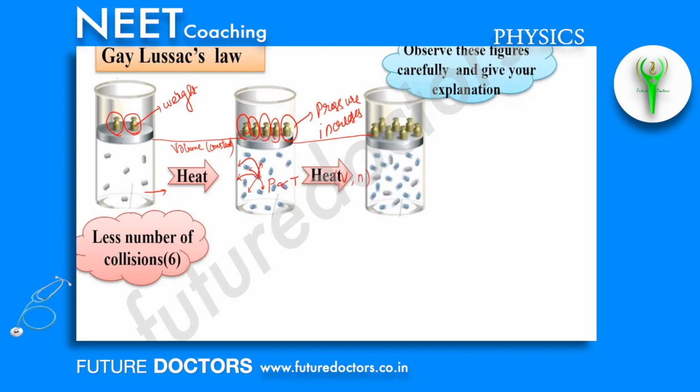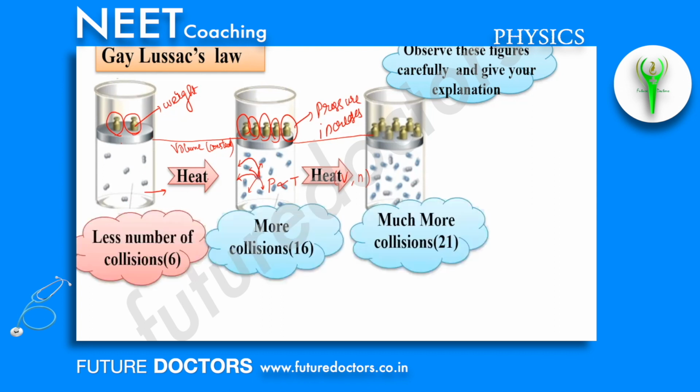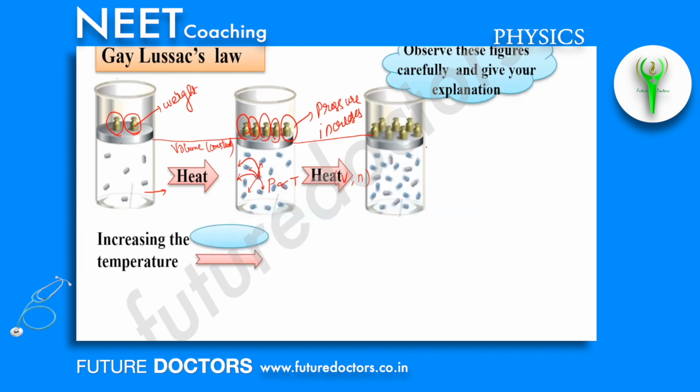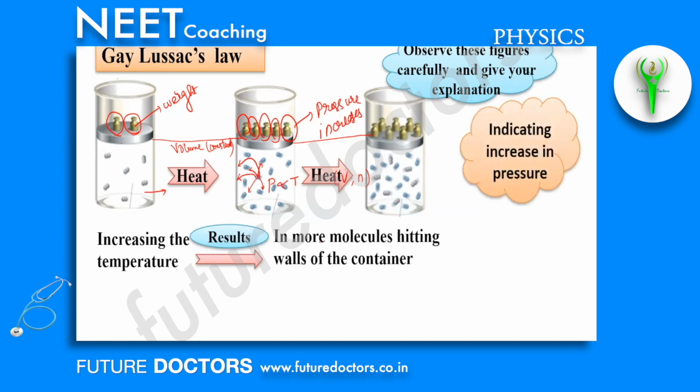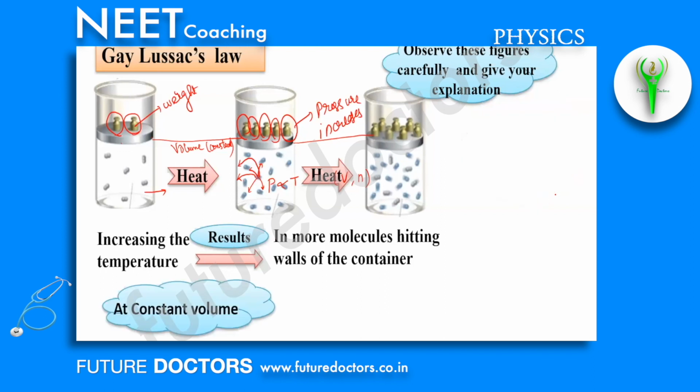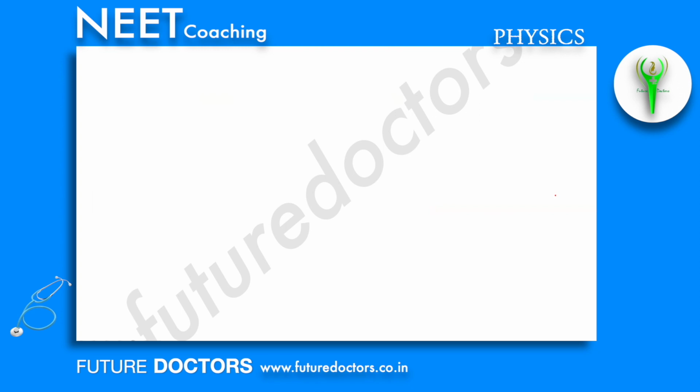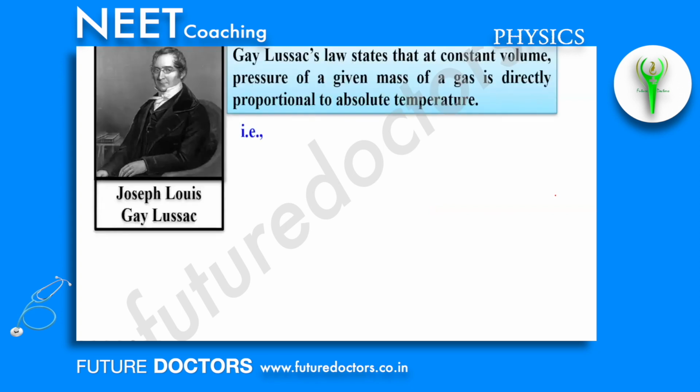Here the collision is less. See here, 1, 2, 3, 4, 5, 6. Here there is much more collision. So due to collision, the pressure of the gas increases. Increasing temperature means more molecules hitting the walls of the container, which indicates an increase in pressure. So at constant volume and number of moles, the pressure is directly proportional to temperature.